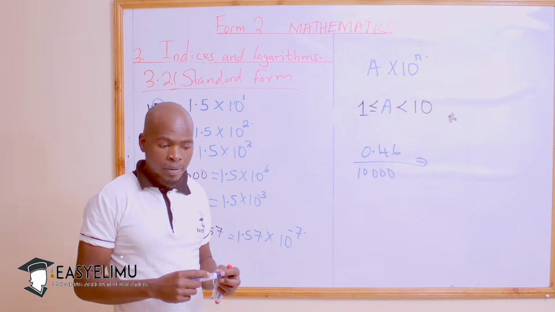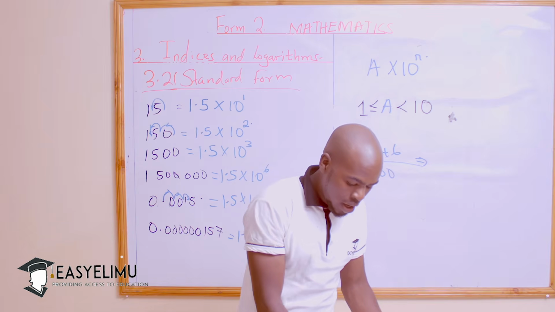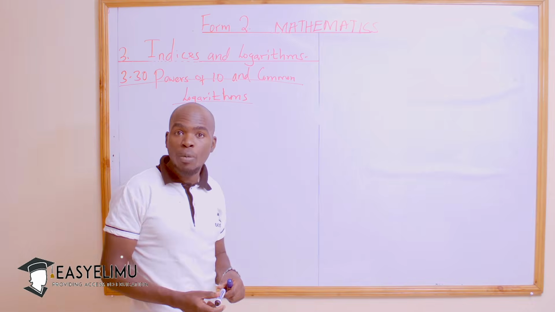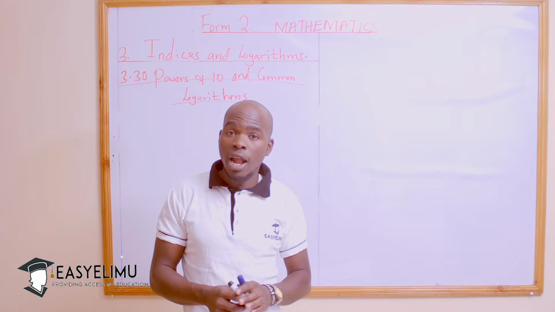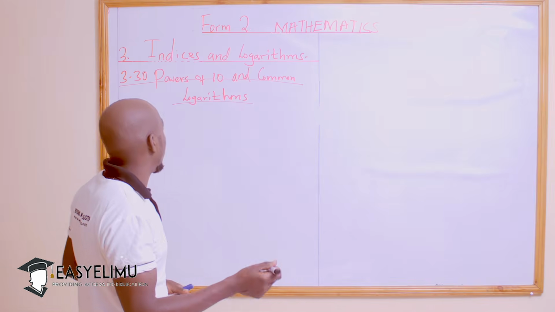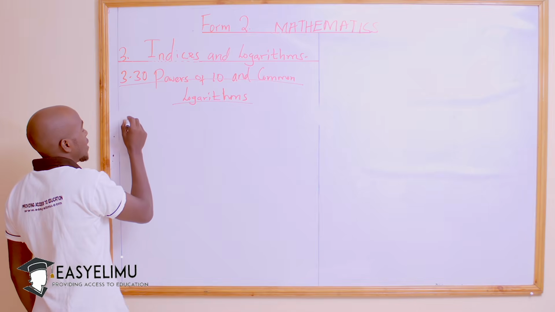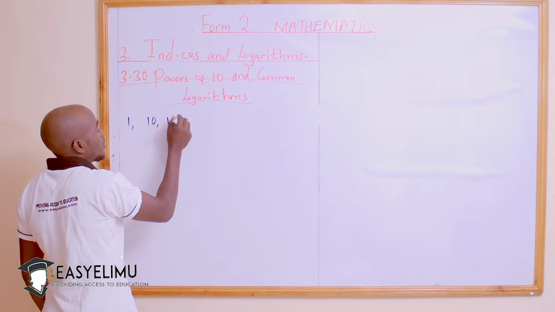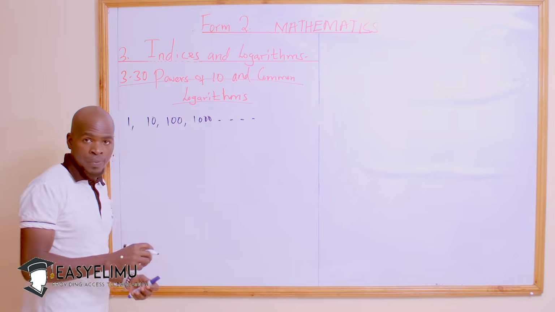What do you find? Next we are going to see how we can find powers of 10 and common logarithms. Let's now see the powers of 10 and common logarithms, and here we are going to consider different kinds of numbers of 10, or multiples of 10. For example, we shall consider the numbers such as 1, 10 itself. We shall also consider 100, 1000, and so on.